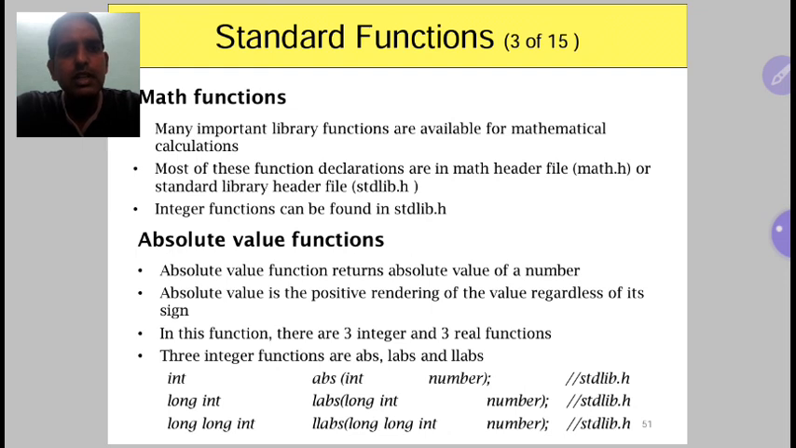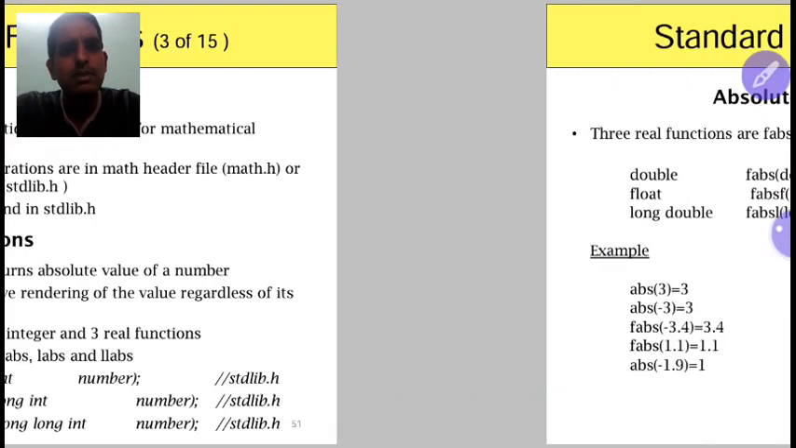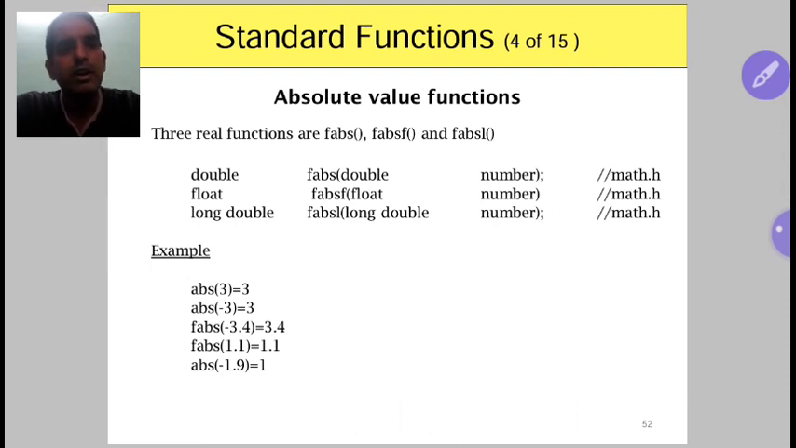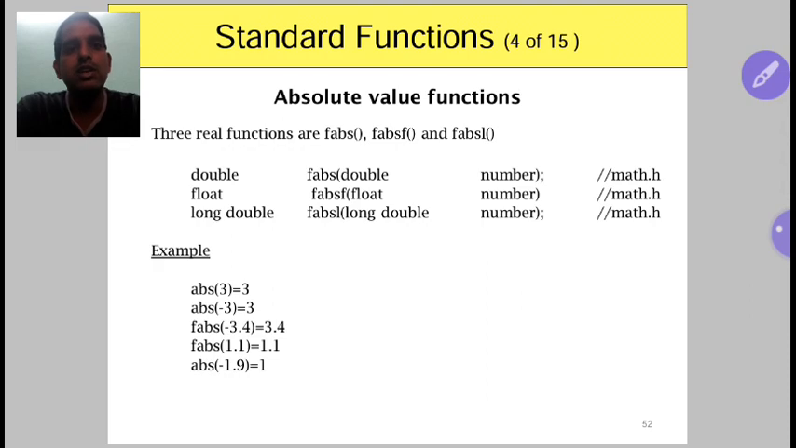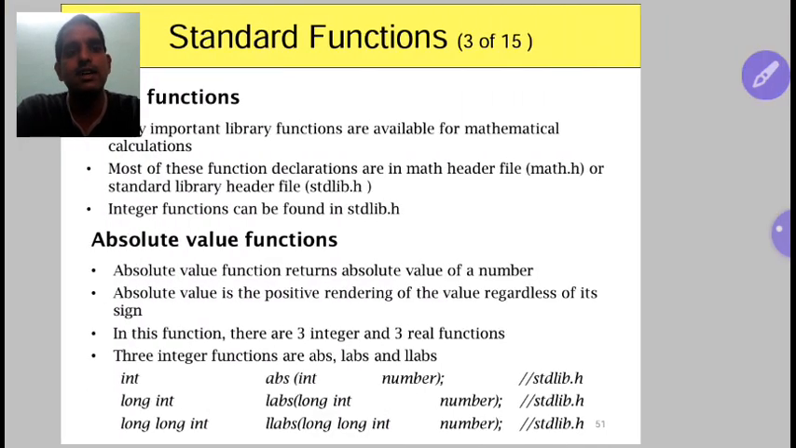This particular function will return the absolute value of whatever number you give. We'll be looking at some examples in the further slides. You can perform absolute values of real numbers also. Some of the examples are: abs of 3 is 3, abs of minus 3 is 3. This part is your real absolute value: fabs of minus 3.4 is 3.4. So you can perform the absolute function for any integer or real values.